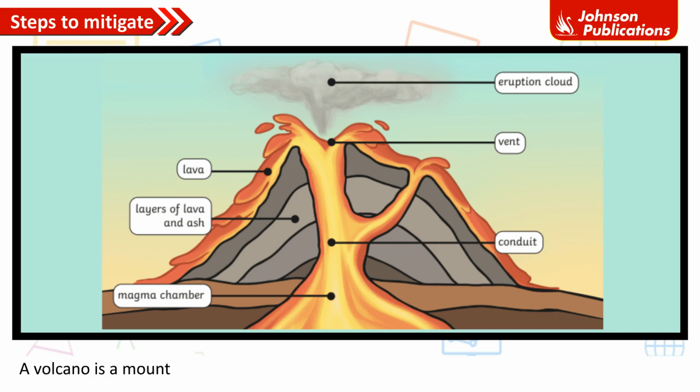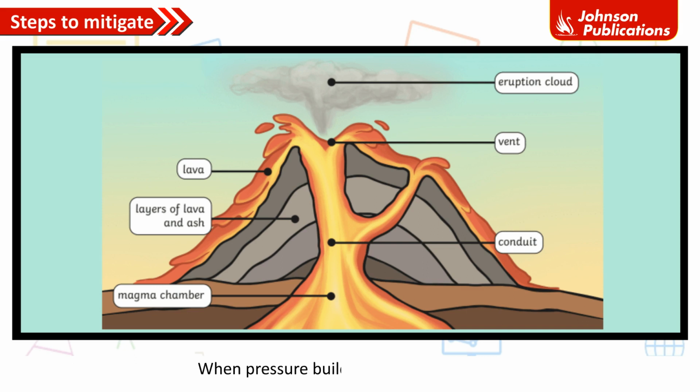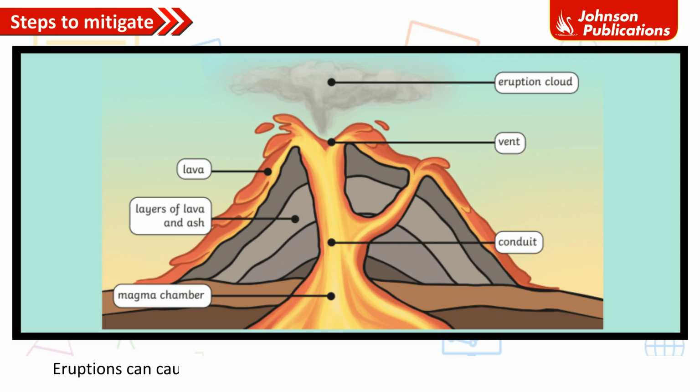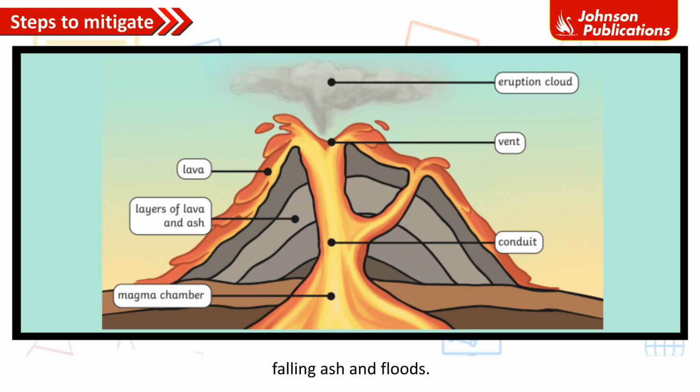A volcano is a mountain that opens to a pool of molten rock below the surface of the earth. When pressure builds up, eruptions occur. Gases and rocks shoot up through the opening and spill over or fill the air with lava fragments. Eruptions can cause lateral blasts, lava flows, hot ash flows, mudslides, avalanches, falling ash and floods.